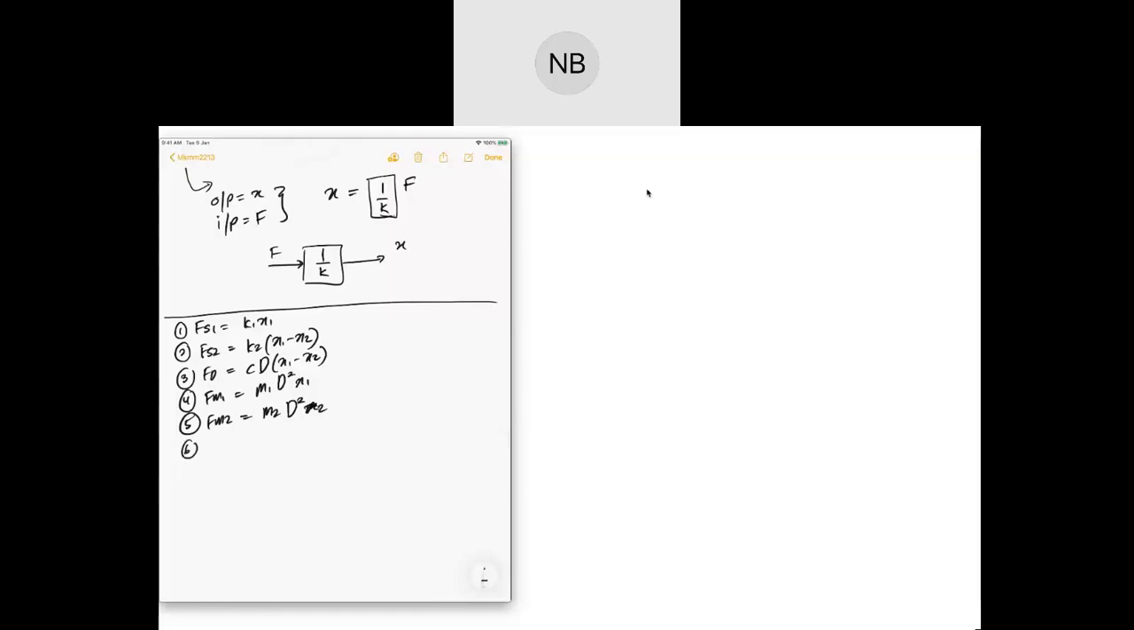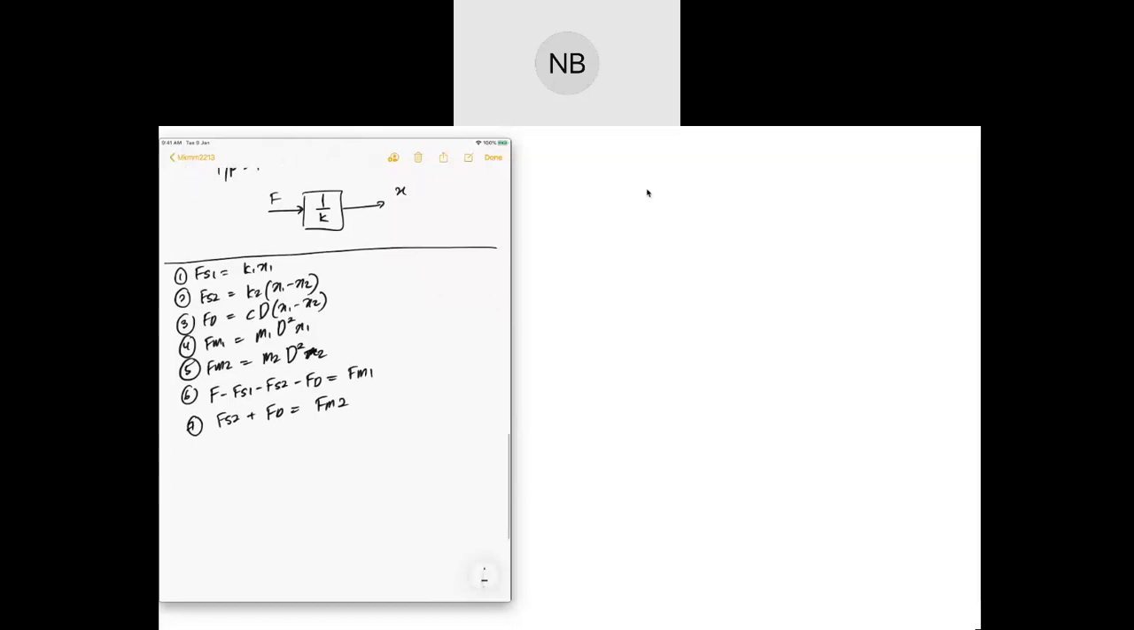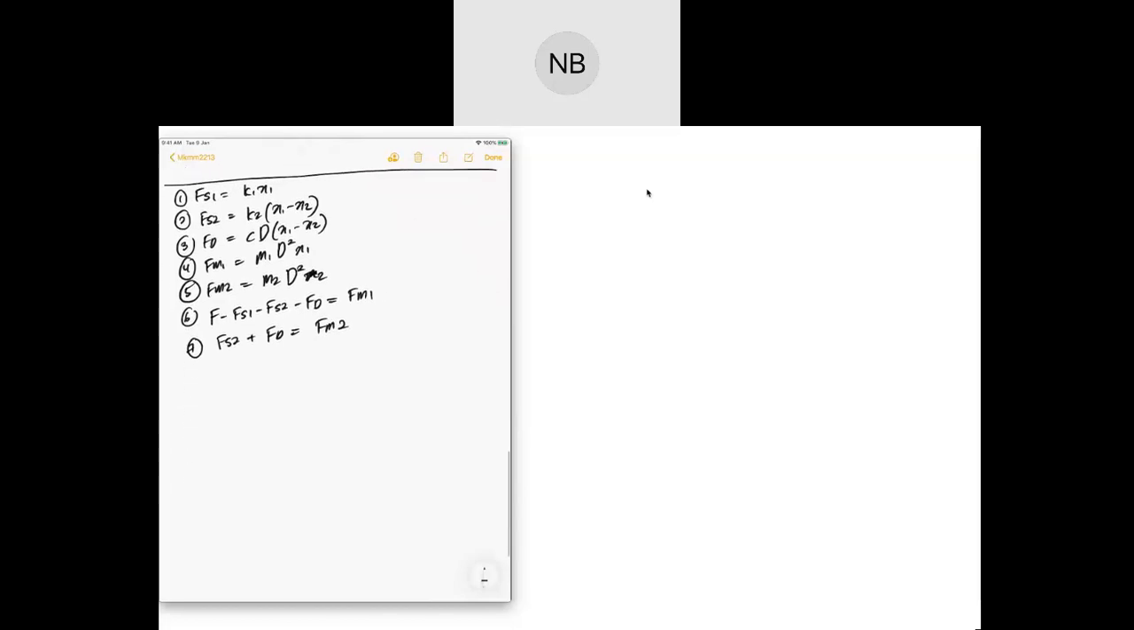Number 6, you have your summation of equations from the free body diagram just now. You have force minus fs1 minus fs2 minus fd equals fm1. And then number 7, you have fs2 plus fd equals fm2. So you have all these mathematics, and we need to draw the block diagram.